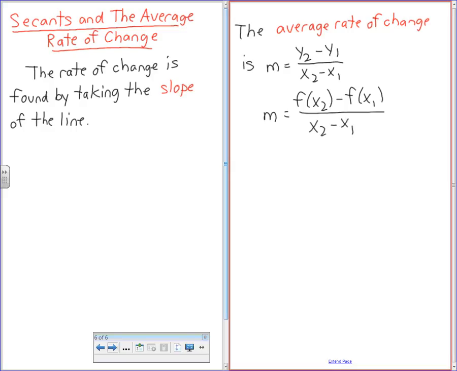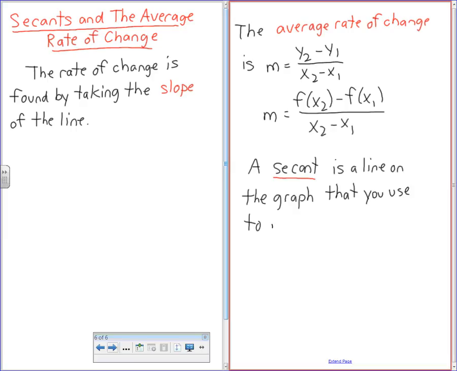Now that's frightening. Okay. So what a secant is, is a line on the graph that you use to find slope.